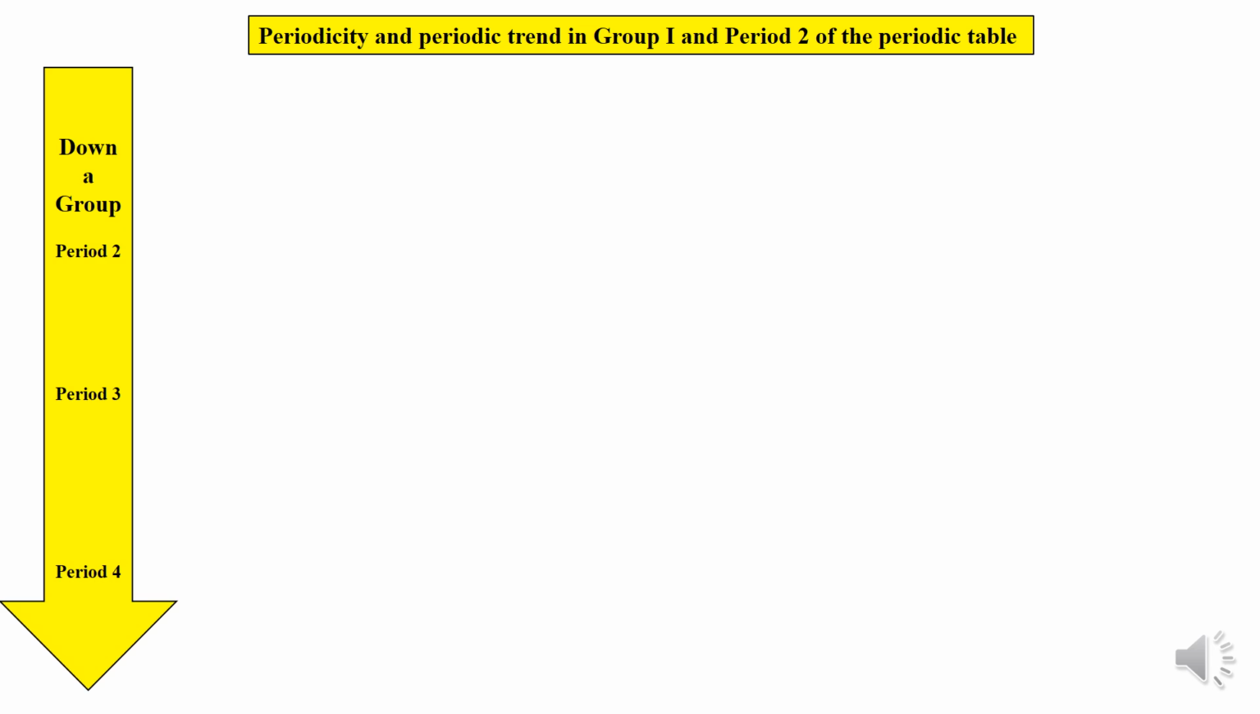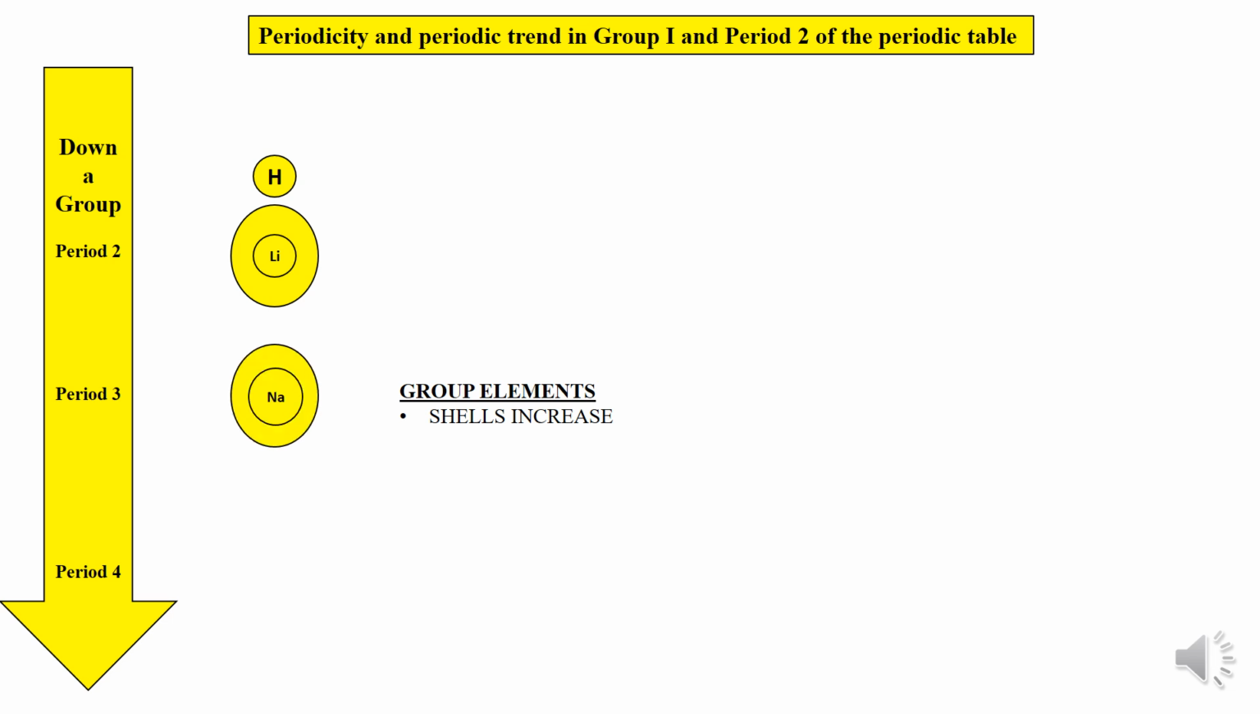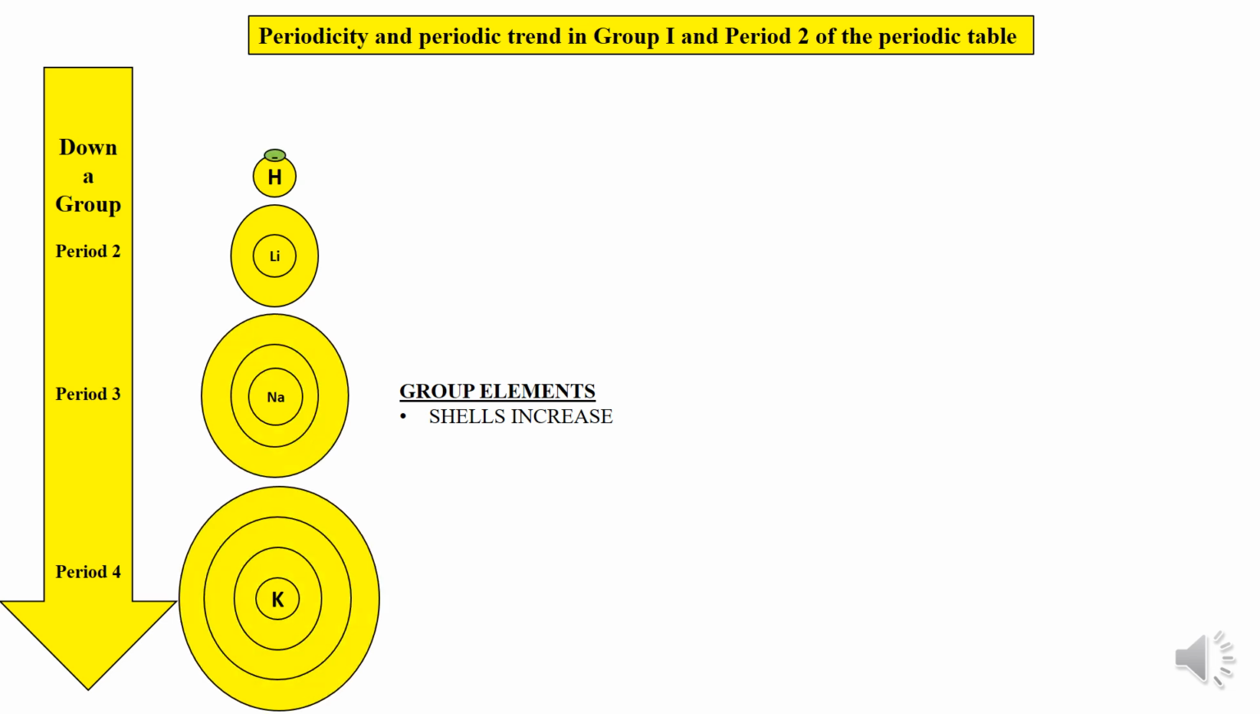So let me explain with respect to group 1 and period 2 elements. Now going down a group, the number of shells increase. Now we are talking about the group 1 elements. With the increase in the number of shells, the number of electrons increase.